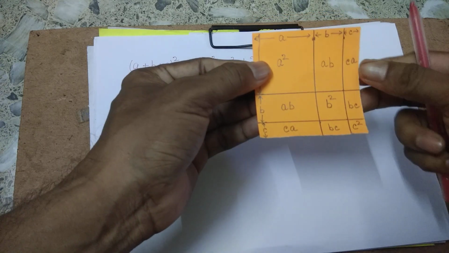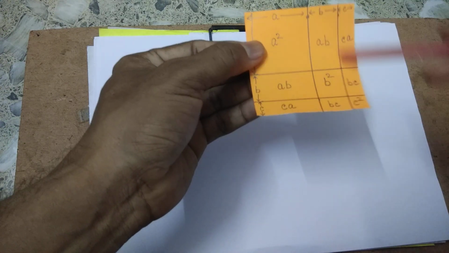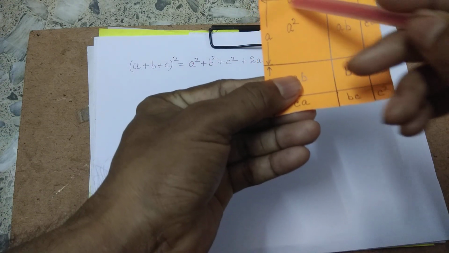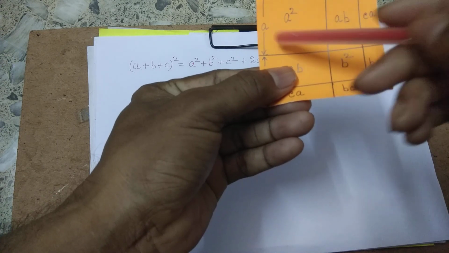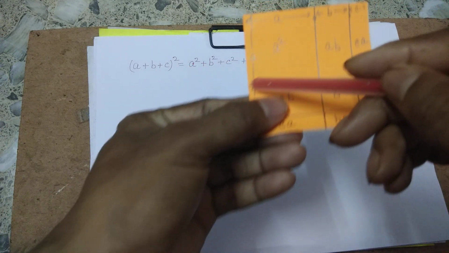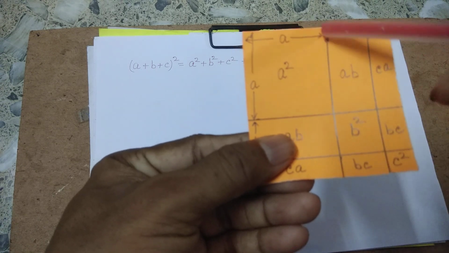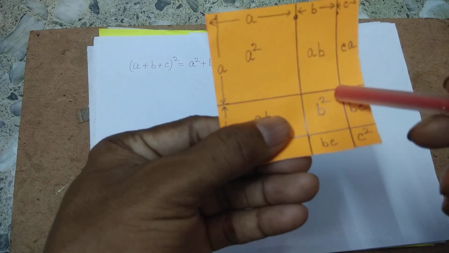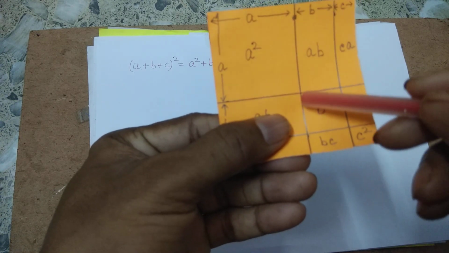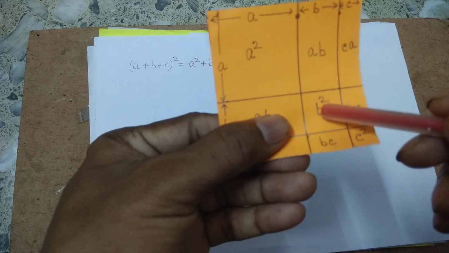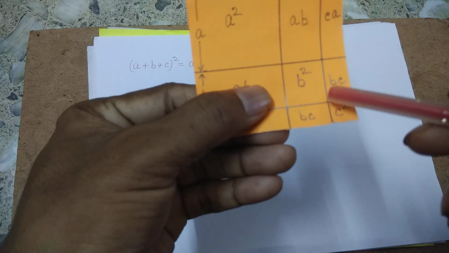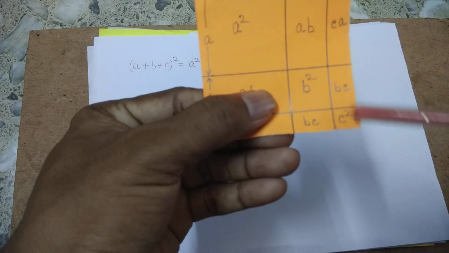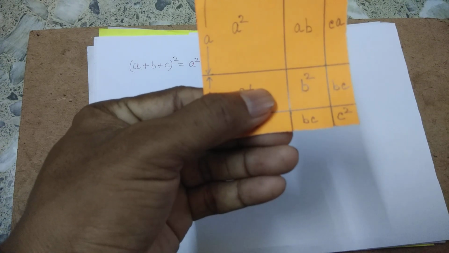Let us find out the other parts. Now see, the length of this part is a and the length of this part is a. Therefore, the area of this part is a square, right? Now see this part. This length is b, this length is b, therefore the area is b square. Now you see this one, the length is c, this length is c, therefore it is c square. If we add all the 3 parts, it will be a square plus b square plus c square, right?